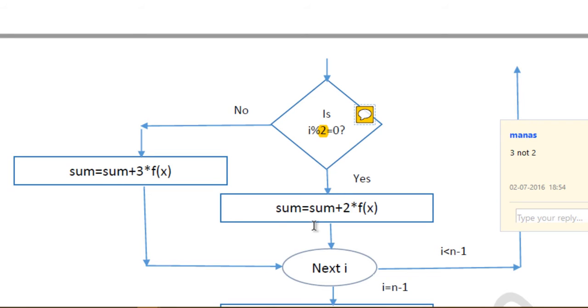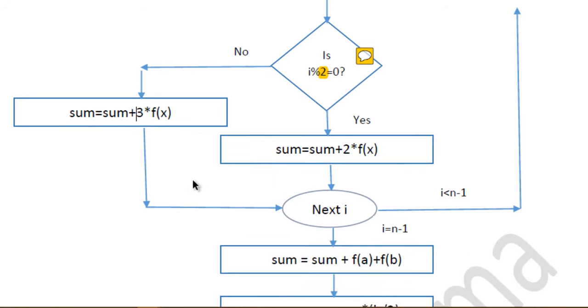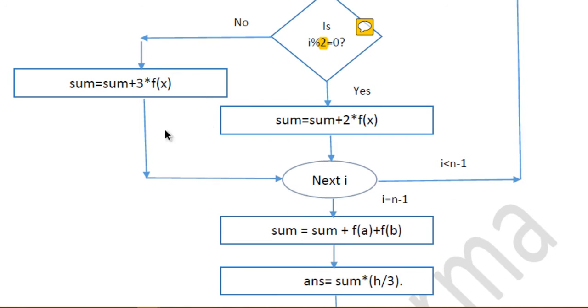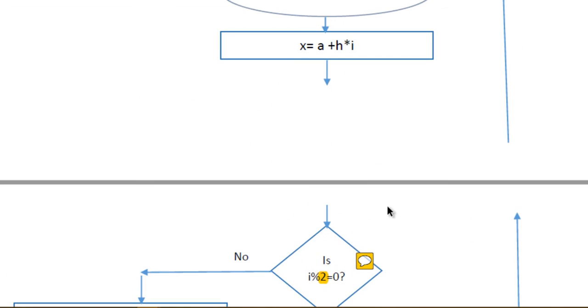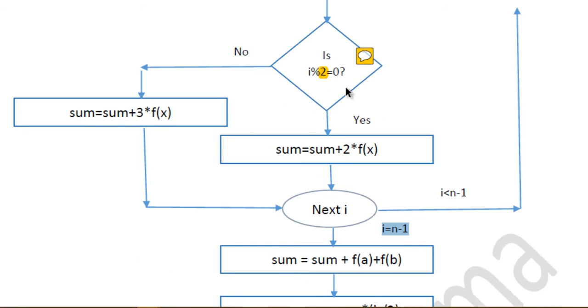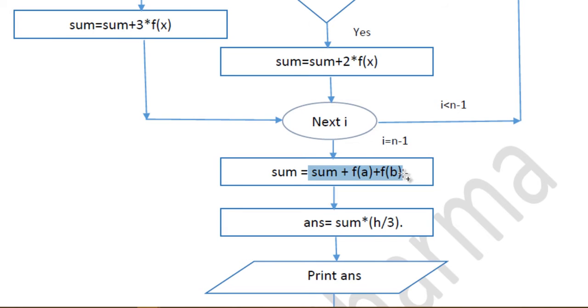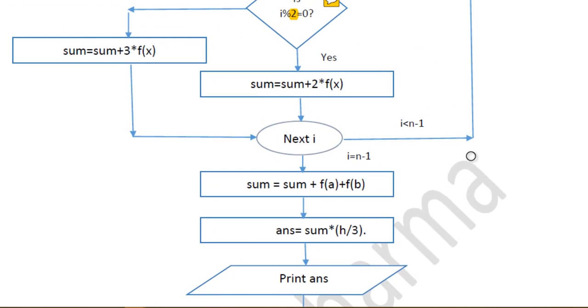If it is a multiple of 3, then we multiply that by 2 and add it to the sum. Otherwise, we multiply that by 3 and add it to the sum. And similarly, we keep on repeating this process, and we keep on incrementing i, until i is equal to n minus 1, since the loop is for 1 to n minus 1. Then finally we add f of a and f of b to the sum, then we multiply by, again there is a mistake right here, we multiply by 3h by 8.